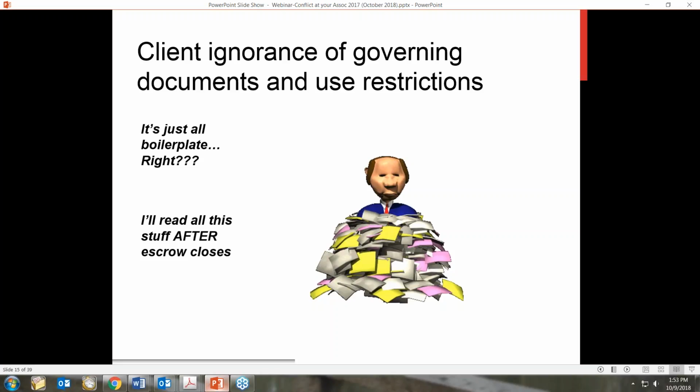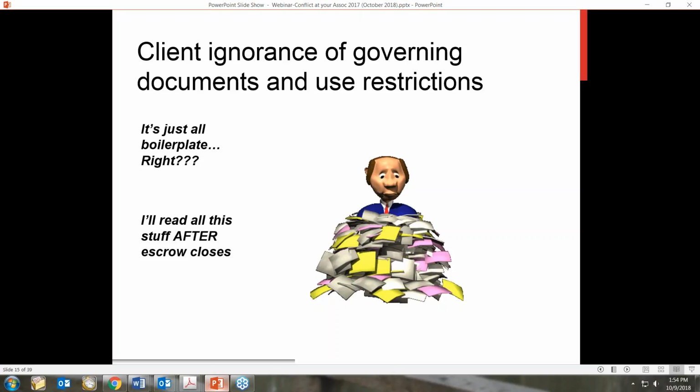And the unfortunate truth is that CC&Rs, recorded covenants on the property, are legally a contract that binds all the owners in that community. They may not have signed that contract, but because it's recorded on their property, it automatically binds them as if they did sign it. So it's every bit as important as the purchase agreement that they signed during the escrow process, but they don't know that.